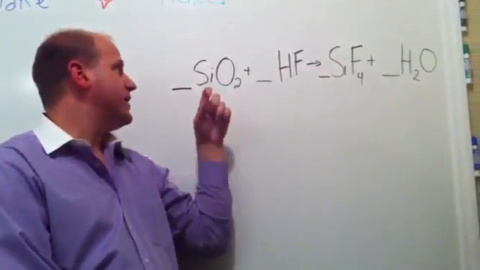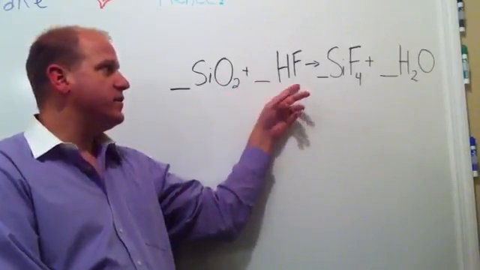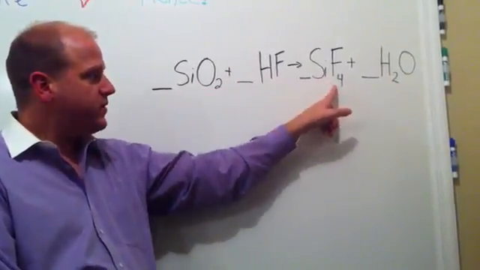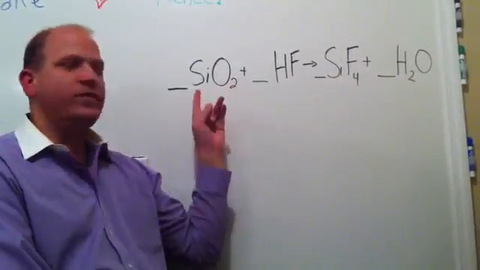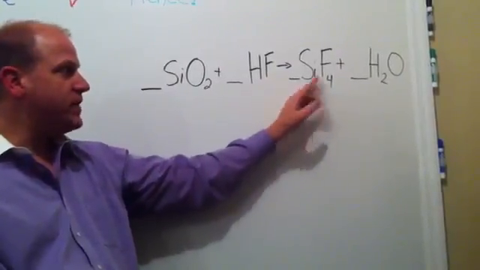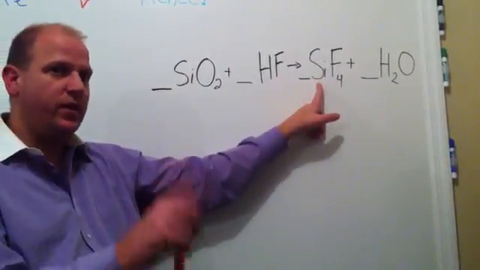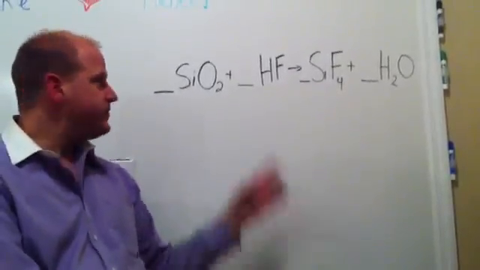We're going to start off with silicone and oxygen plus hydrogen and fluorine. We're going to create silicone and fluorine and water. So let's start off with our silicone. We've got one molecule of silicone on our reactant side. We go to our product side. We also only have one molecule of silicone. Those are balanced. Let's go to oxygen.